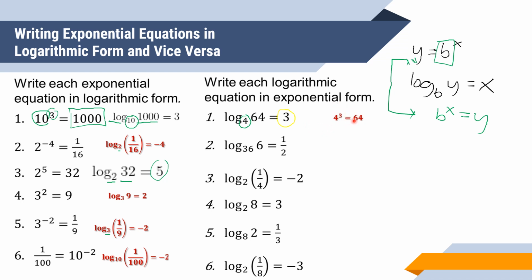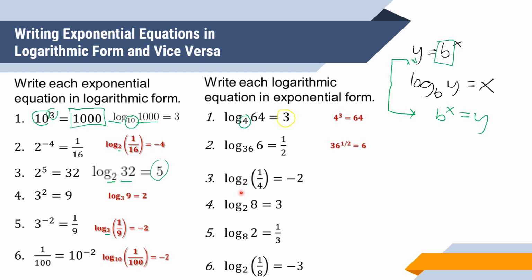This is our answer. Next, we have log of 6 base 36 is equal to 1/2. What is our base? The base is 36. And after the equal sign, we have 1/2. So this will be our exponent. So we will write 36 raised to 1/2 is equal to 6.